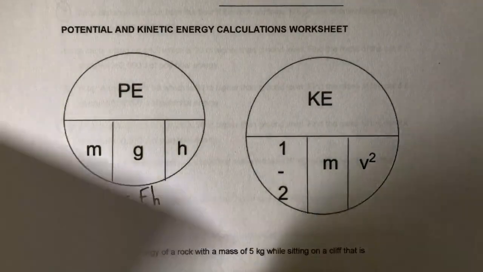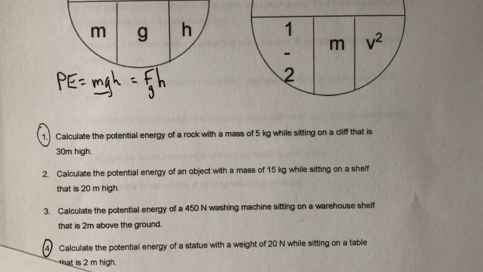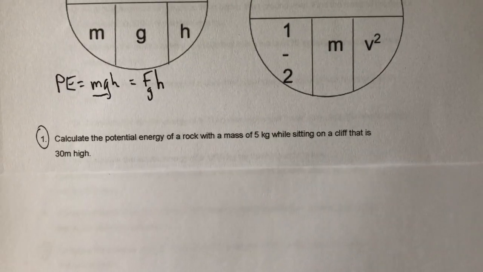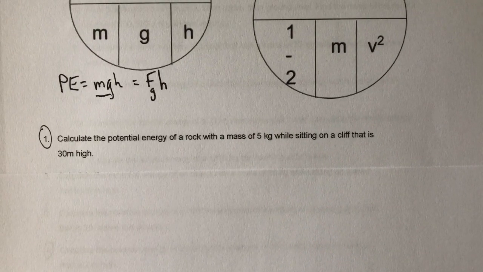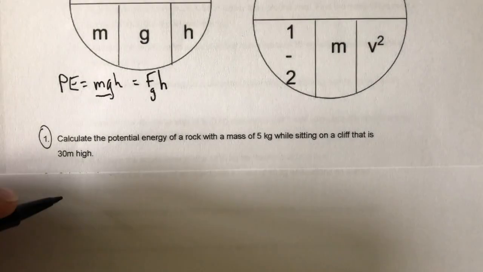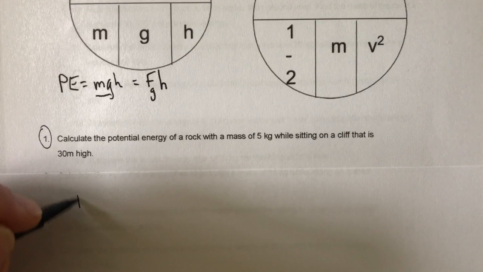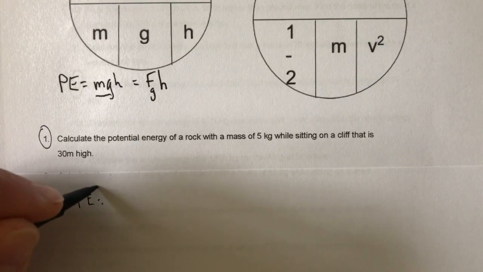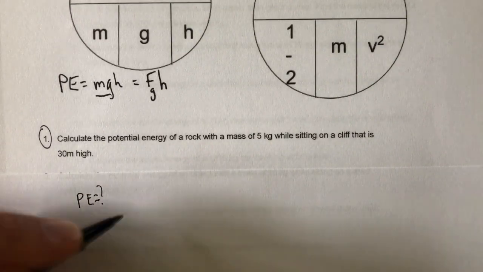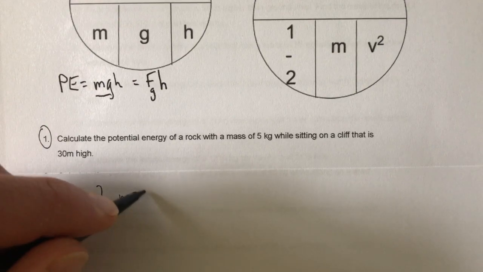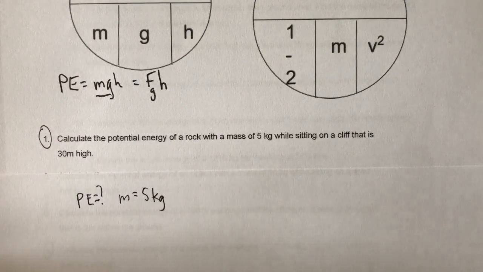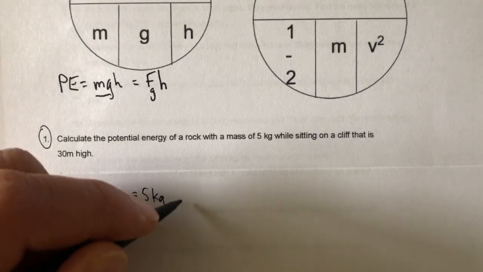So first question, calculate the potential energy of a rock with a mass of 5 kilograms while sitting on a cliff that is 30 meters high. So it says calculate the potential energy, so that's what we're looking for, PE, and we have a mass, M, of 5 kilograms, and it's sitting on a cliff that is 30 meters high.